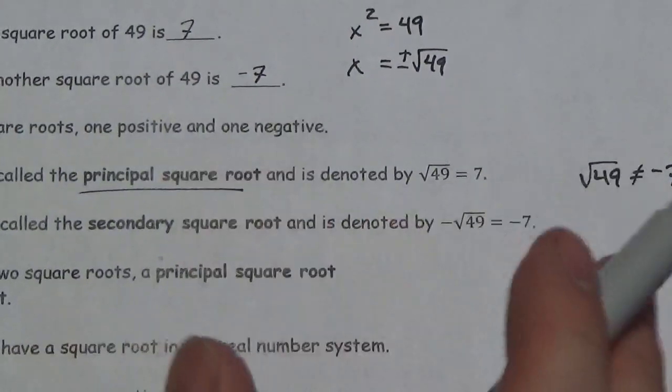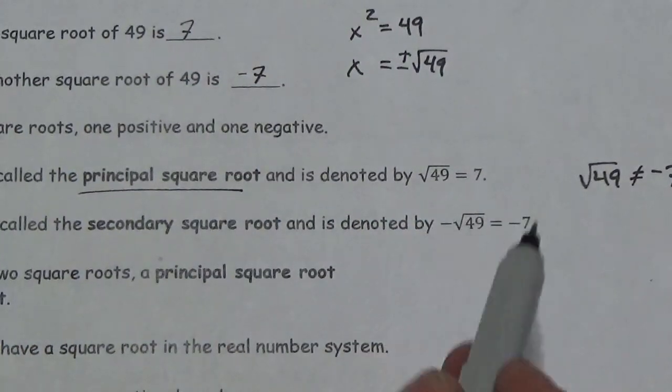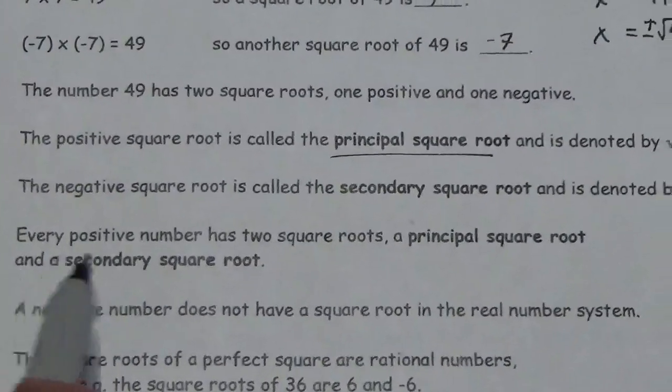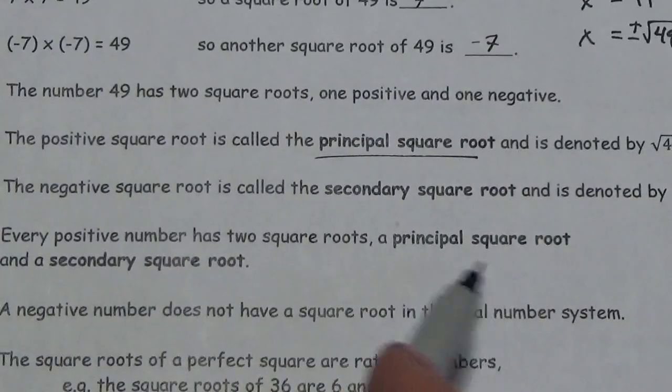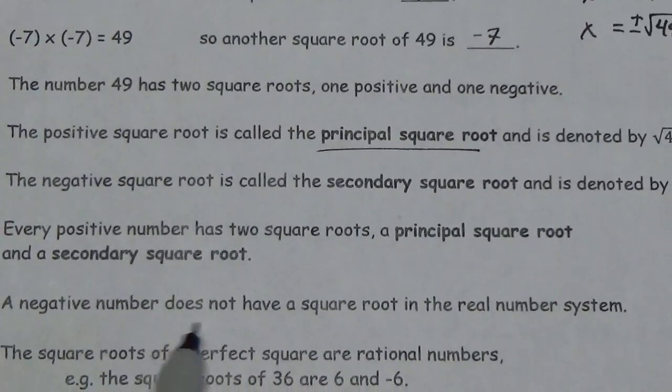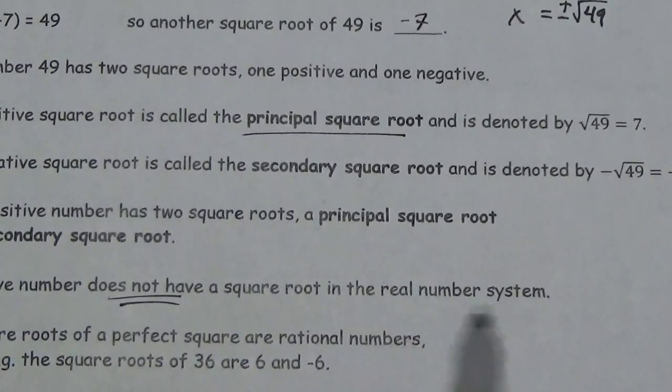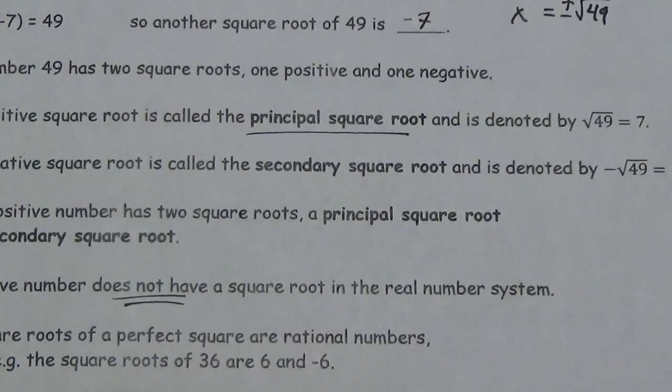I just want to make sure that everything you get here is consistent. This wouldn't have made sense if we didn't explain it the way I've been doing it here. So every positive number has 2 square roots, a principal square root and a secondary square root. A negative number does not have a square root in the real number system. And I really appreciate the way this was written, because you can take the square root of a negative. It's just that it's not going to be a real number.